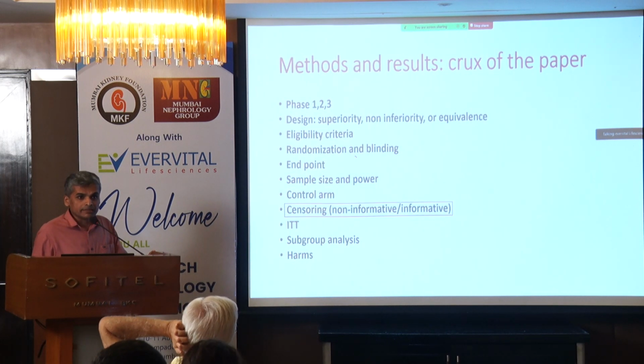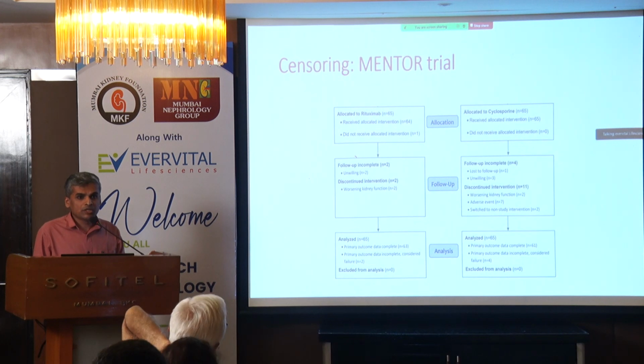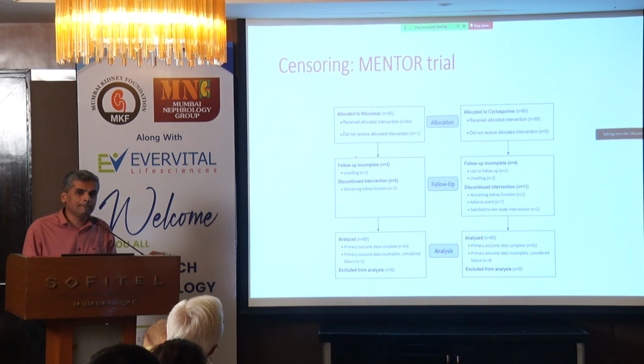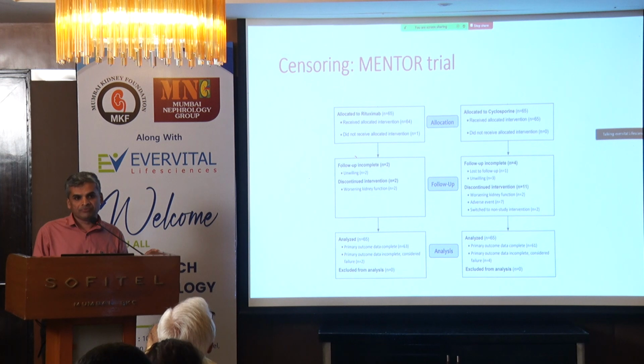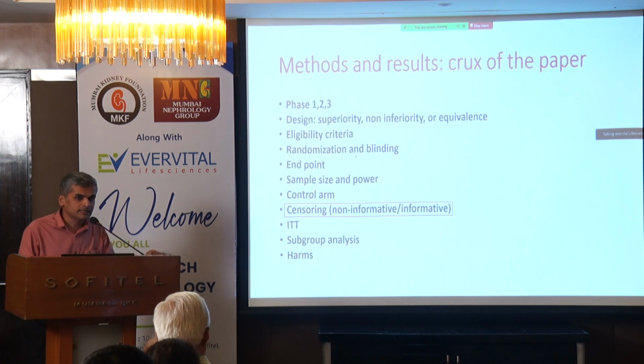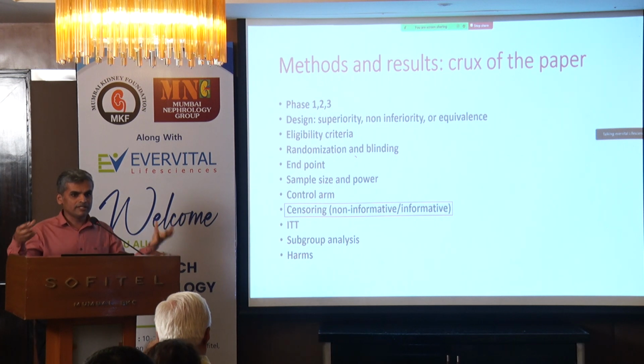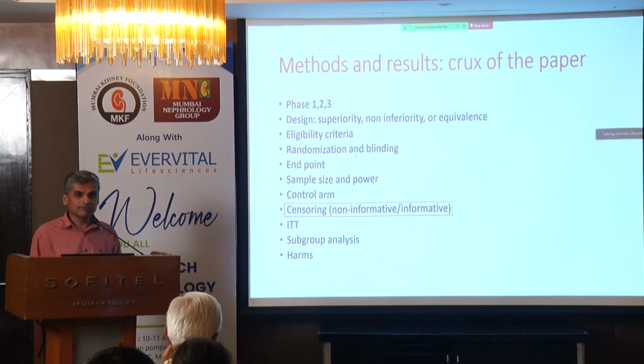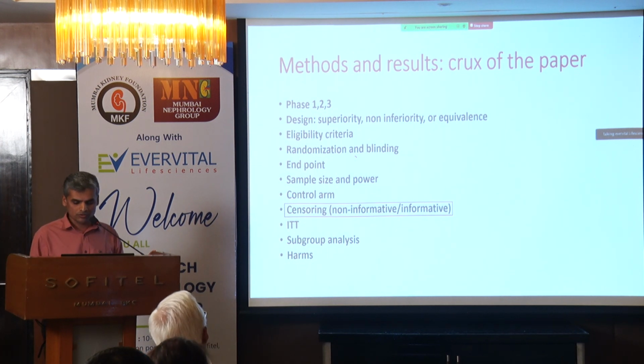Another thing is censoring. What do we mean by censoring? The patient was enrolled, but was lost to follow-up. Censoring can be non-informative, occurring in both arms, for various reasons: patients may be lost to follow-up and not available for the analysis. But sometimes it may be differential or informative censoring. If the study arm had lots of patients lost to follow-up, or the control arm had lots of patients lost, then it becomes a problem.